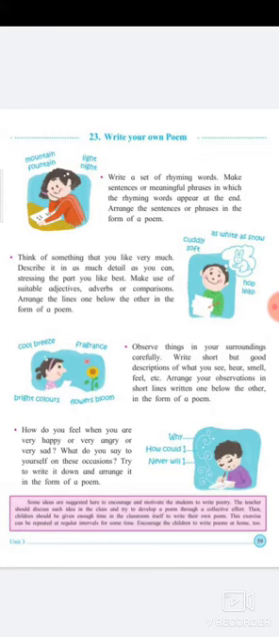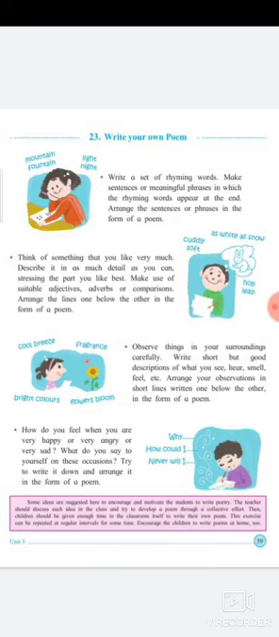How do you feel when you are very happy, or very angry, or very sad? What do you say to yourself on these occasions? Try to write it down and arrange it in the form of a poem. So how do you feel when you are very happy, or very angry, or very sad? What's the feeling? What do you want to do, or what do you say, on these occasions?